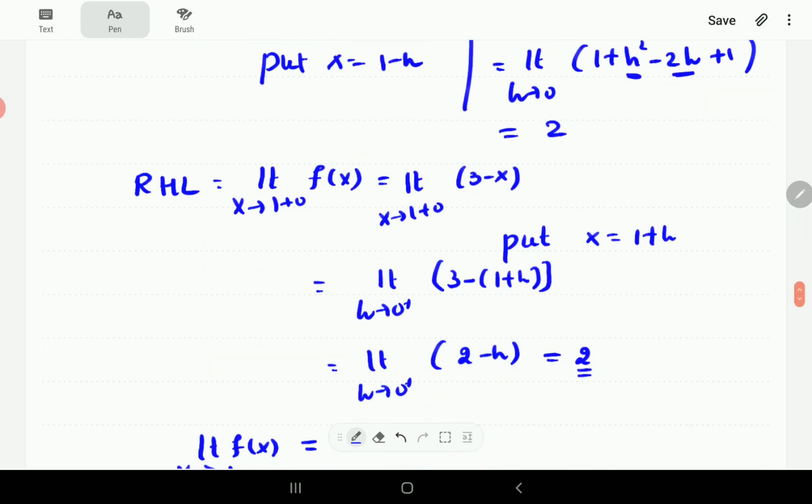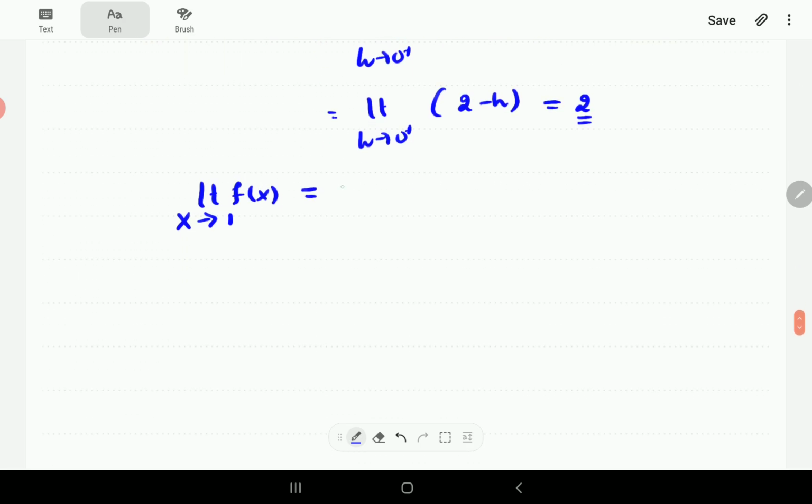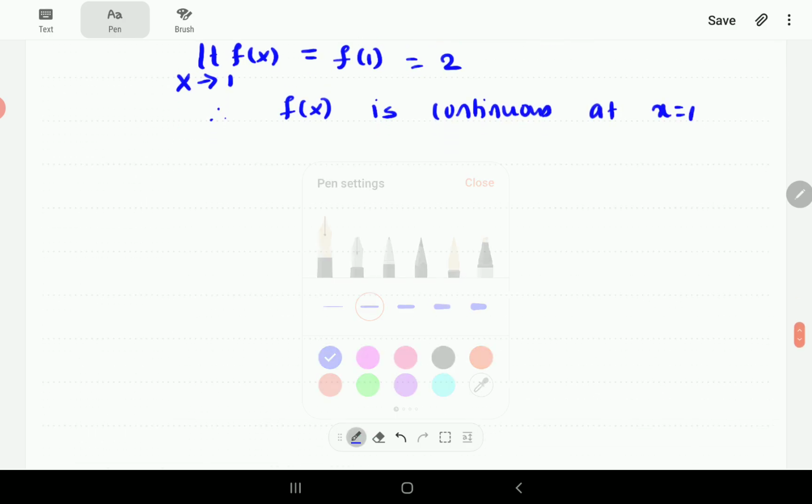So f at the point 1 is nothing but 2. Therefore it holds all the conditions. Hence LHL is equal to RHL, which is equal to f of 1. Hence f of x is continuous at x equal to 1. So no problem, at x equal to 1 the continuity holds.